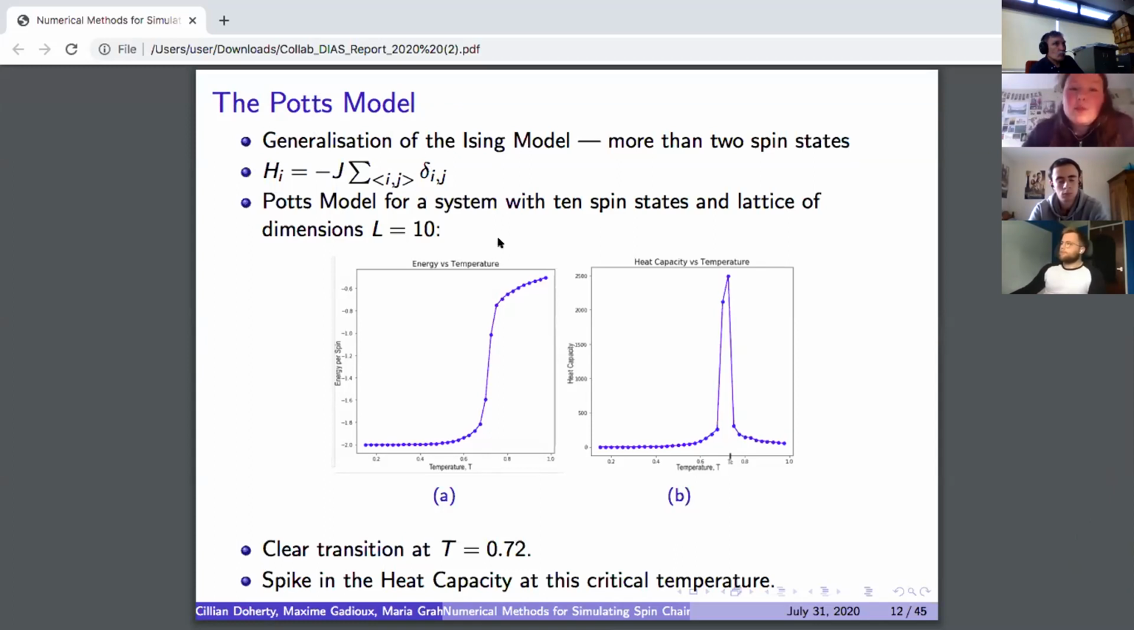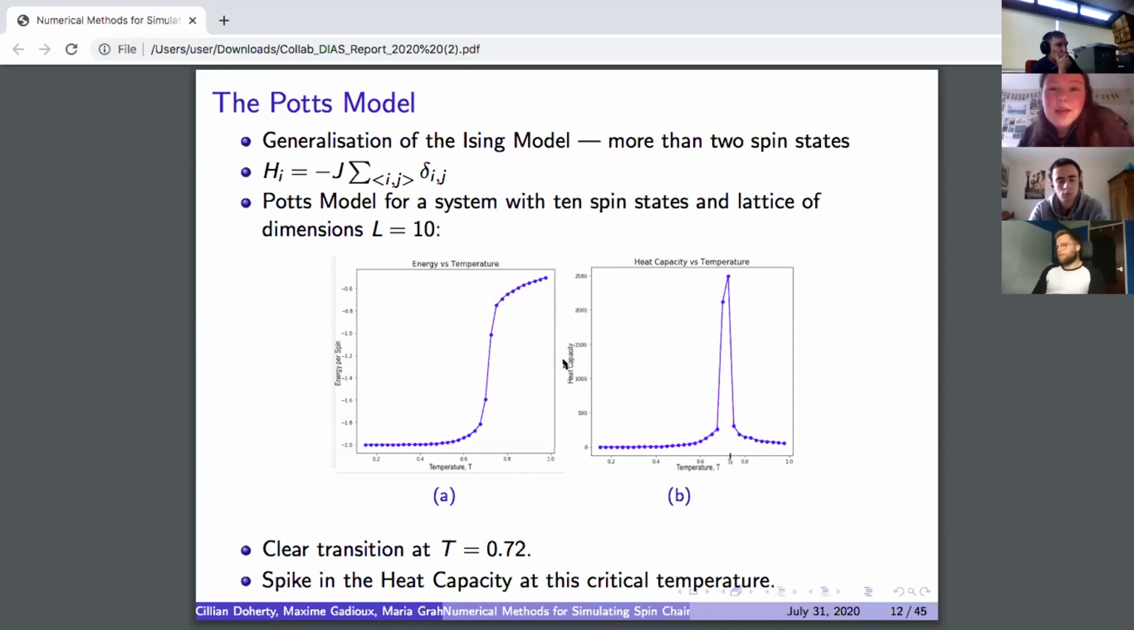So then we carry this out for a lattice of dimensions 10 by 10 for 10 spin states. And these were the results we got. So the energy per spin versus the temperature, and you can see there's a clear transition at the temperature T equals 0.72. This compared very well to the paper we were comparing our results to when reproducing the work, that they got their critical temperature at approximately 0.7.